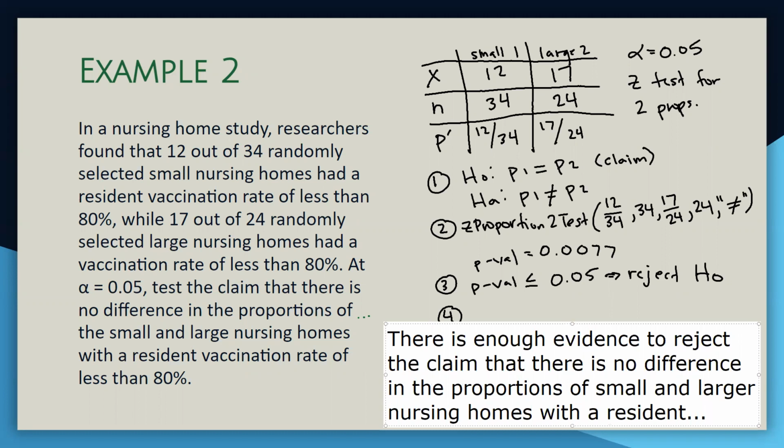I'm going to stop typing because it's not going to fit on my frame, but I'm copying the information from that last sentence. So there is no difference in the proportions of small and large nursing homes with a resident vaccination rate of less than 80%.